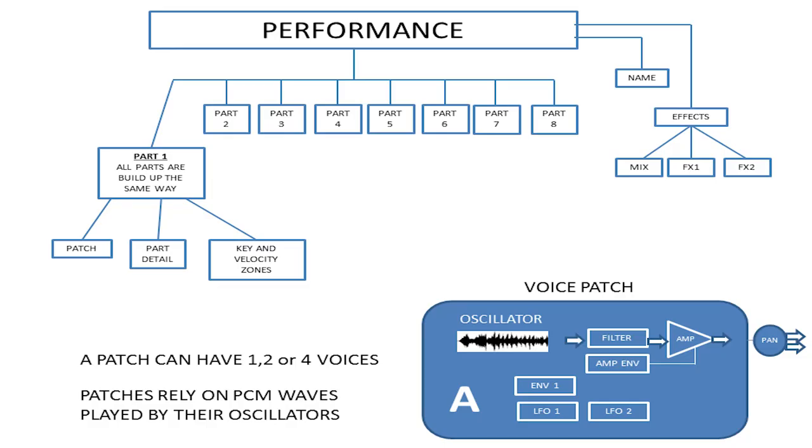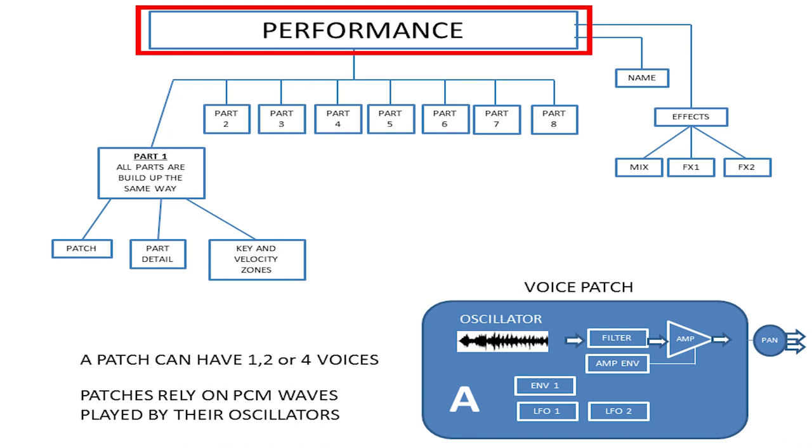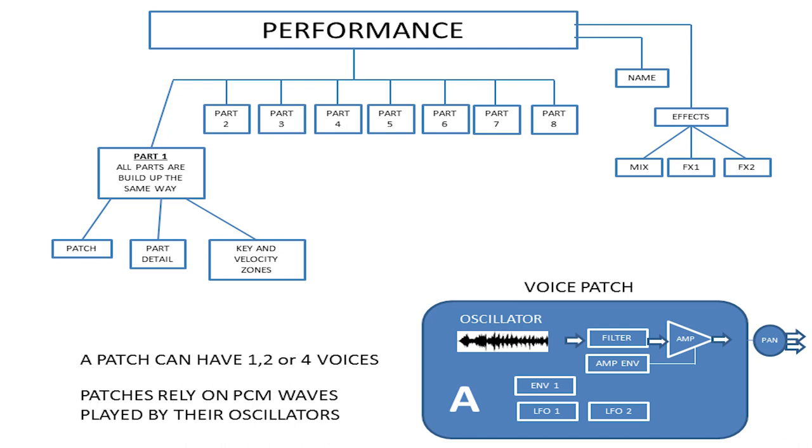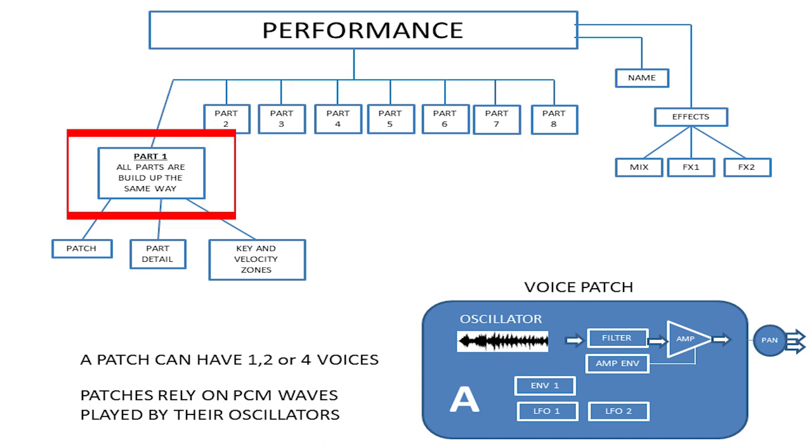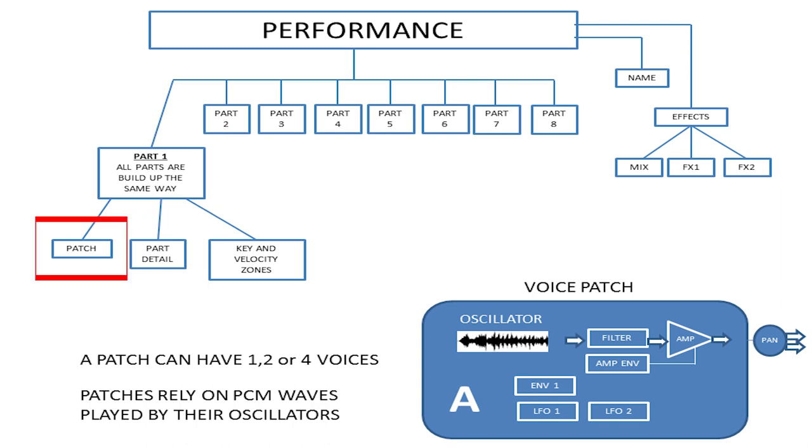So, how do we build up sound in a Wavestation? Well, it all starts with a performance. And the performances are the highest level of sound control in the Wavestation. And a performance can consist of up to 8 parts. And all parts are built up the same way, and it's the parts that hold the patches. So part 1 holds a patch, and it's the patch that makes the sound.